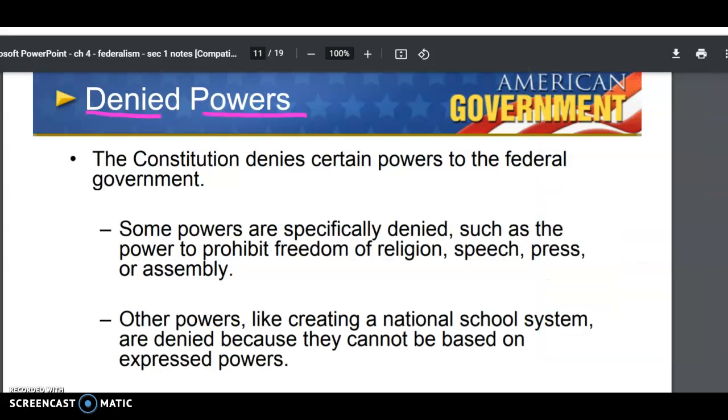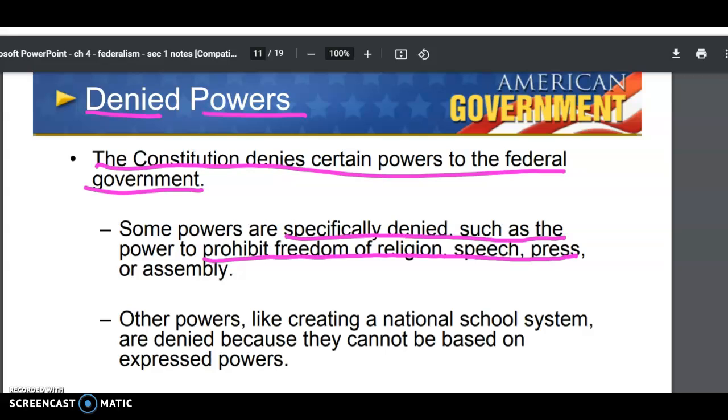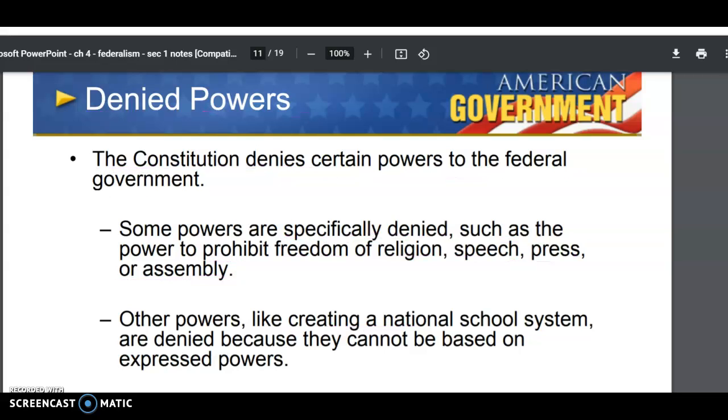All right, next is denied powers. That's your next heading. The Constitution denies certain powers to the federal government. So some powers are specifically denied. Specifically denied powers are prohibiting the freedom of religion, speech, press, or assembly. Other powers, like, for example, creating a national school system, are denied because they cannot be based on any expressed power that's found in the Constitution.